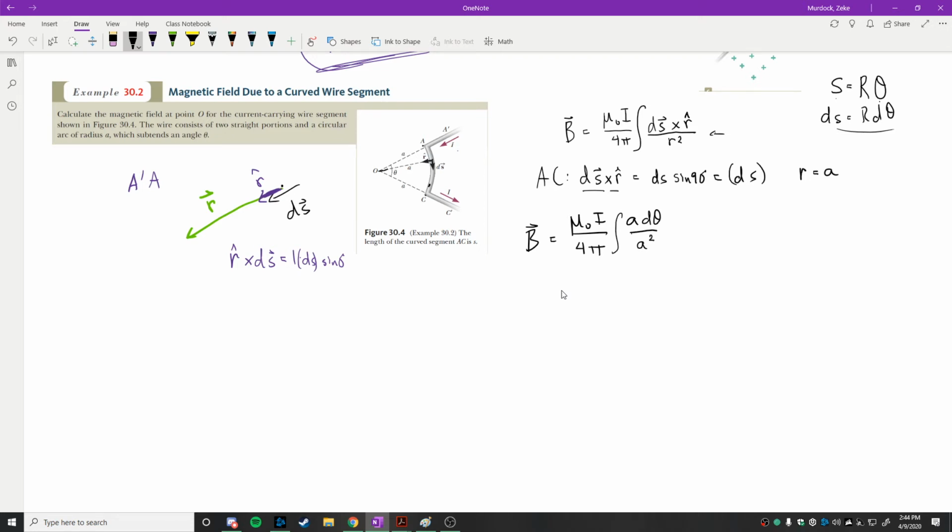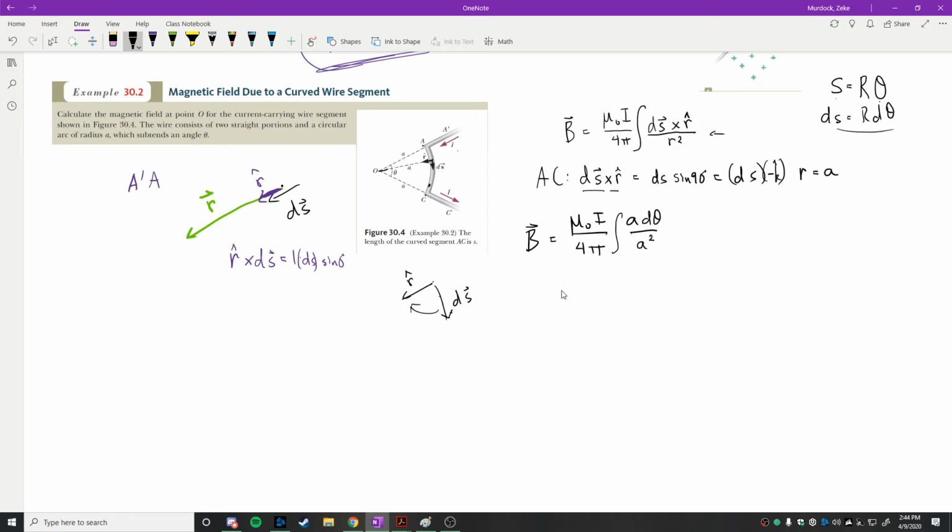So use your right hand rule, point your fingers from ds, which is this way, and then r hat, which is this way. Take the fingers of your right hand, point them along ds, and then rotate them to here and tell me what direction your thumb points into the screen. That would be, let's call it negative k hat.